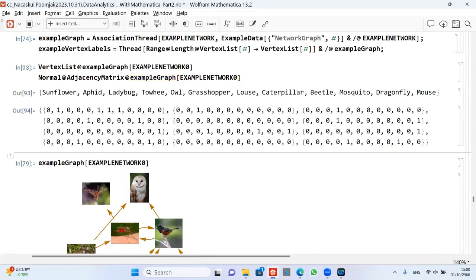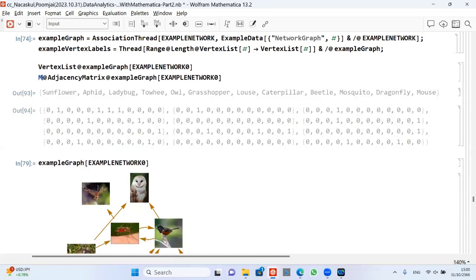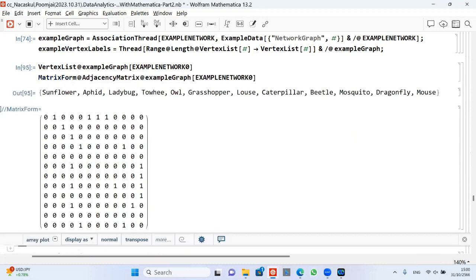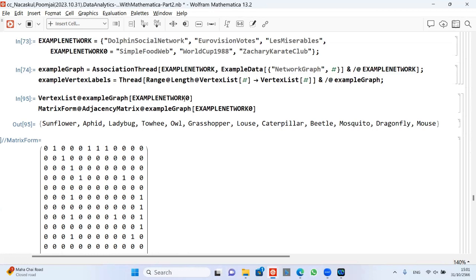Okay. See? Now, it would be nicer if you put it in matrix form. So instead of normal, just put matrix form. Okay. Right. Now, let's look, guys. Who do you want to look at? Let's look at sunflower. Okay. Sunflower is the first one.